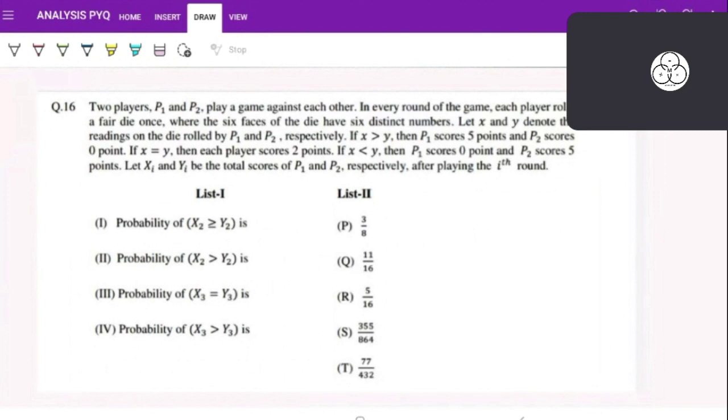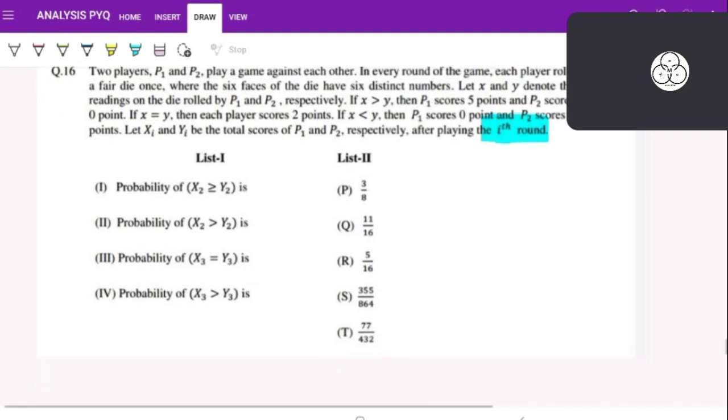See, two players, P1 and P2. Game of dice. They are rolling a die. X and Y denote the readings on the die rolled by P1 and P2. If X is greater than Y, if the reading that P1 gets is greater than P2's, then P1 will score 5 points. Otherwise, P2 will score 5 points, and if there is a tie, each player scores 2 points. Fantastic. The game continues till the ith round.